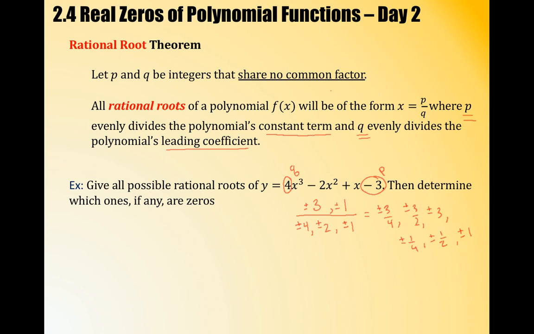But you could then go ahead and plug each one of these in to see which one is going to result in us getting 0, right? Which one is going to actually be a 0? The other thing that we could do is we could use synthetic division, right? So let's say I wanted to check -1, right? And I could say 4, -2, 1, -3. 4, this would be -4. This would be -6. This would be 6, 7, -7.